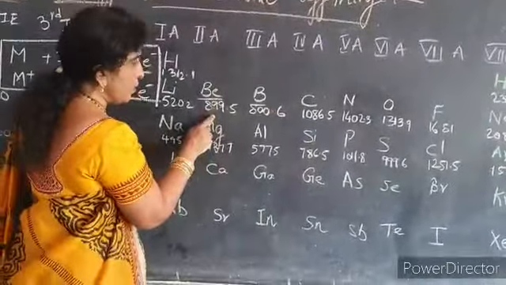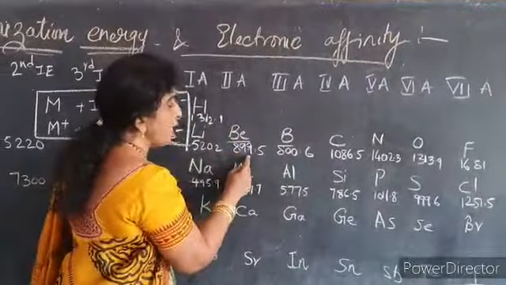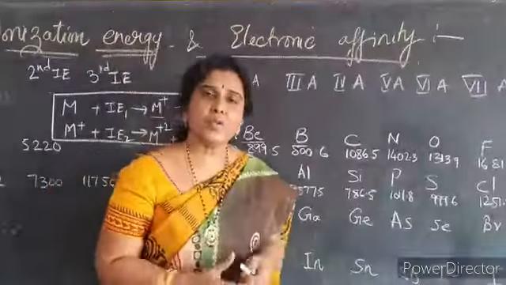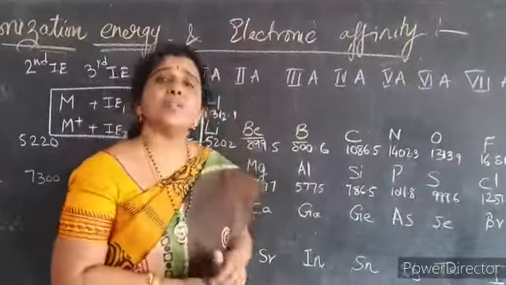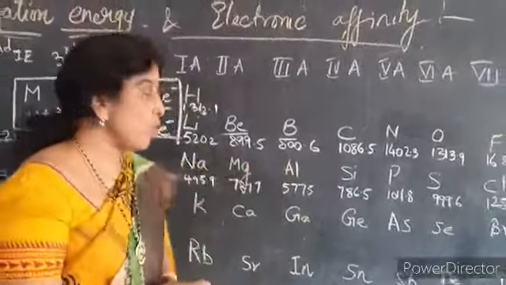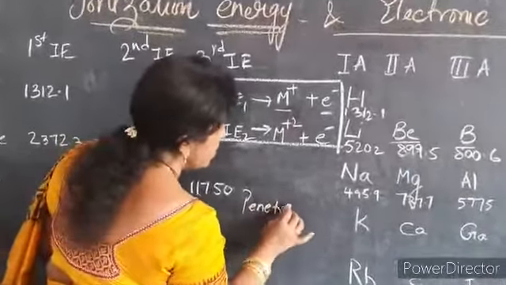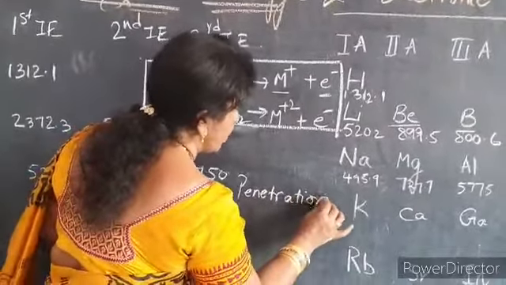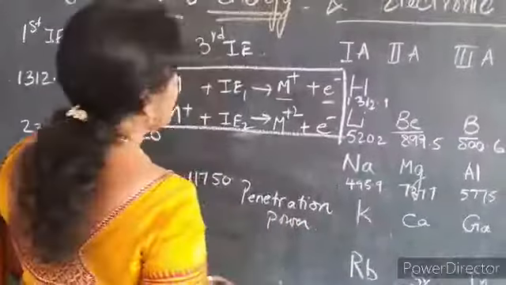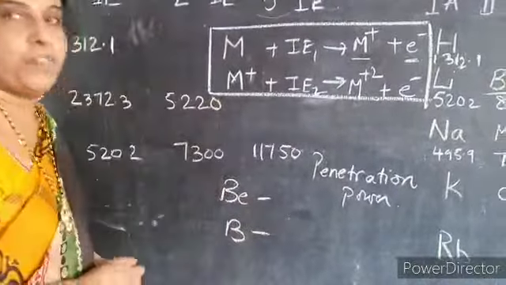But if you notice here, the beryllium's ionization energy is more than boron, 899.5, whereas for boron it is only 800. Why so? Why is the ionization energy of boron less than beryllium? It is because of the penetration power of the subshells or orbitals. Penetration power. Now look at beryllium's configuration and boron's configuration.